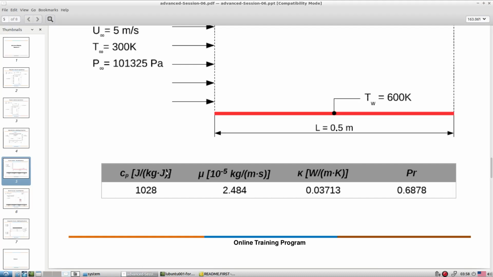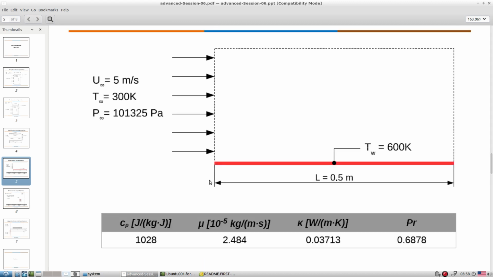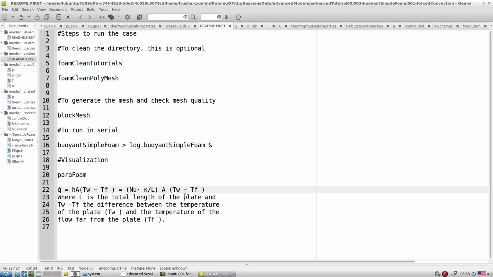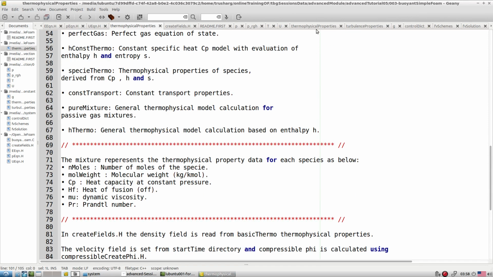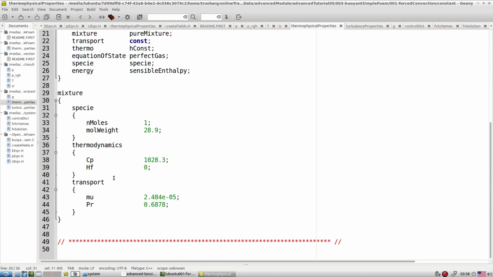Okay, so this is again a very simple test case to explore. It's about the flow over a flat plate. Okay, so very quickly one can see all the properties are given. Okay, so PR, Cp, mu and the K. So all the properties we set inside this thermophysical area. Okay, Cp, then molecular weight, mu, and PR.